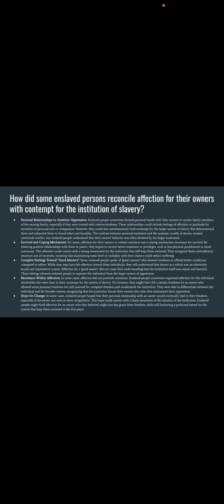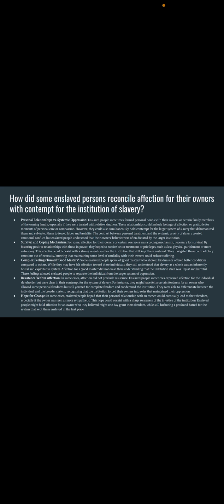For instance, they might have felt a certain fondness for an owner who allowed them some personal freedoms, but still yearned for complete freedom for themselves. And in some cases, enslaved people hoped that their personal relationship with an owner would eventually lead to freedom, especially if the owner was seen as more sympathetic than others. This hope could also coexist with a sharp awareness of the large injustice in the institution.